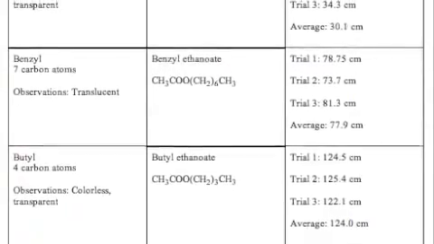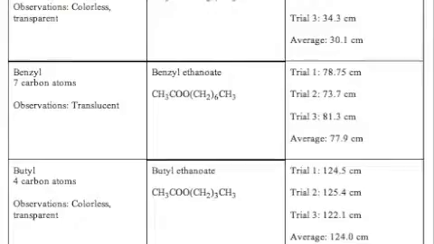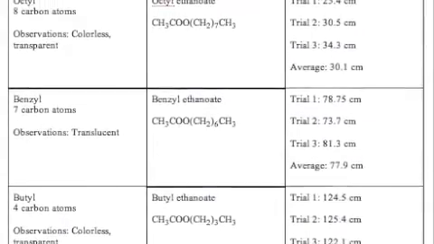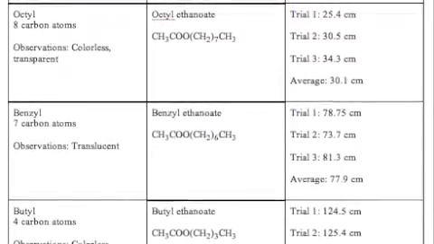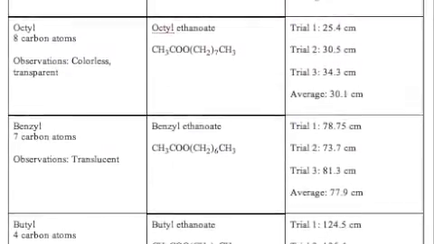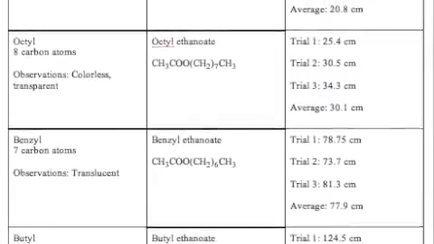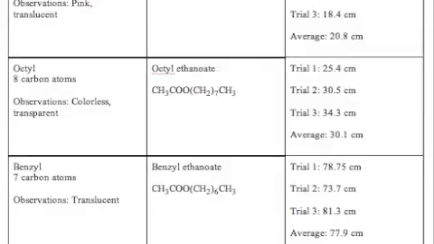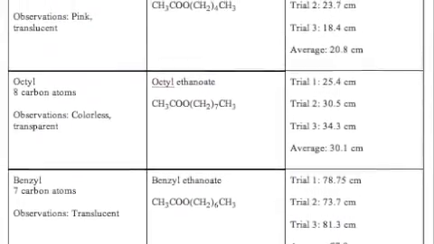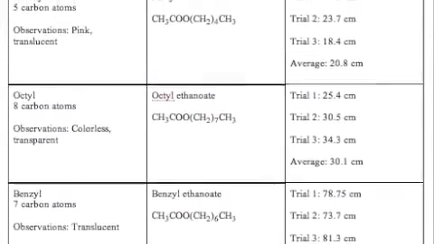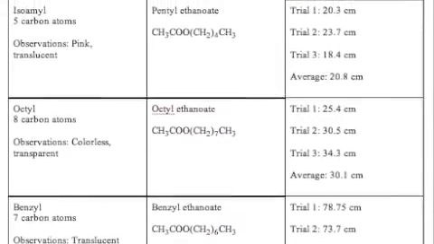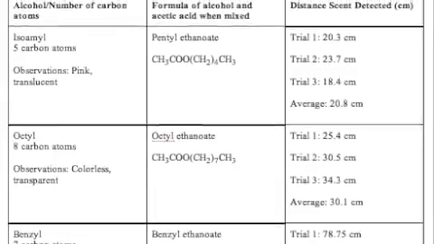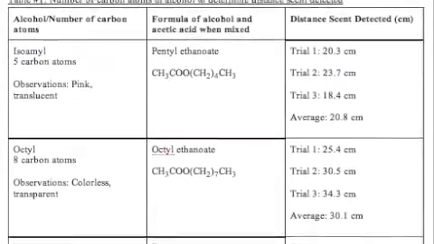With 4 carbons, the distance of smell was the furthest, 124 centimeters. With 7 carbons, the distance of smell was the second furthest, 77.9 centimeters. With 8 carbons, the distance of smell was the third furthest, 30.1 centimeters. With 5 carbons, the distance of smell was the closest, 20.8 centimeters. There was no correlation between the number of carbons and distance it smelled.